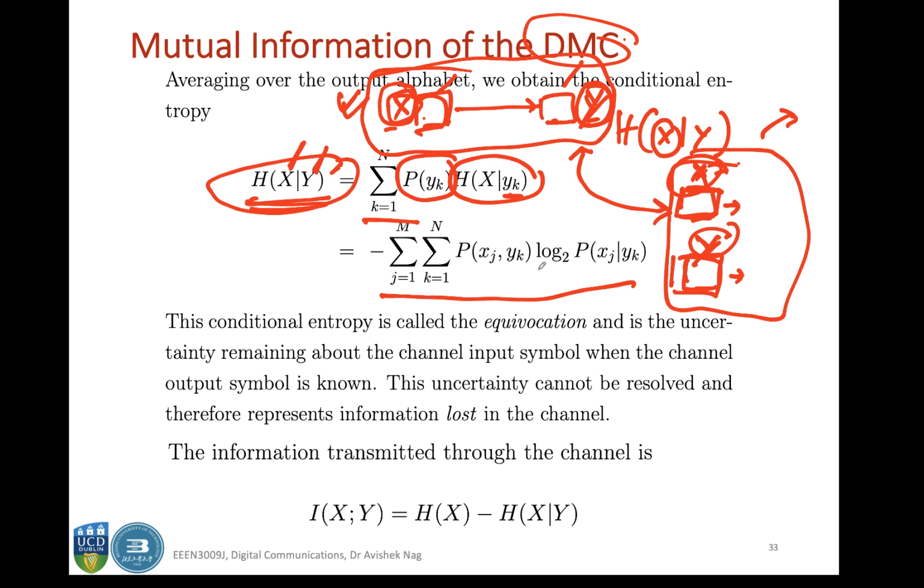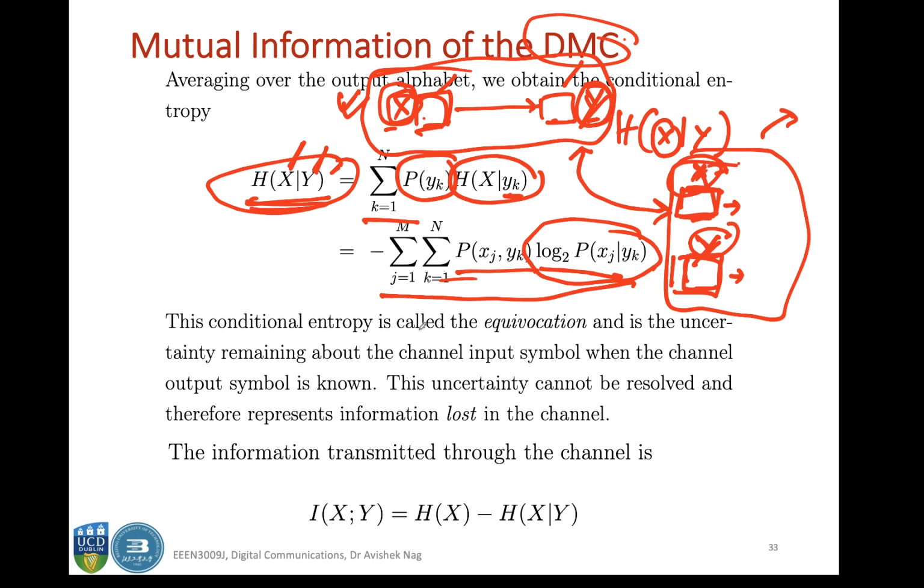the information of those xj given yk. The information obtained from these probabilities is weighted over the joint probabilities and then summed over all j and k.